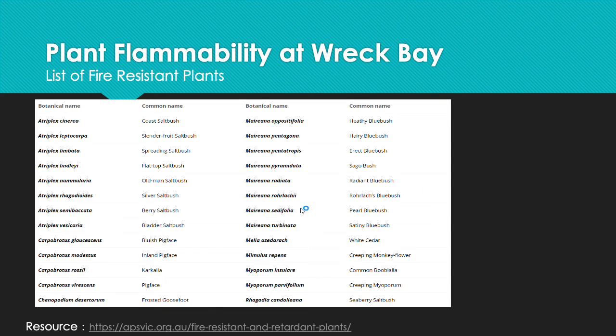Let's turn to plant flammability at Wreck Bay. As I mentioned before, Wreck Bay has bush, so there will be plants. I found some plants that are not easy to burn there, such as coastal salt bush, spring salt bush, and so on. By the way, if you want to see the full chart, you can click the following link. Thank you. People can build a house next to these plants that are not easy to burn.